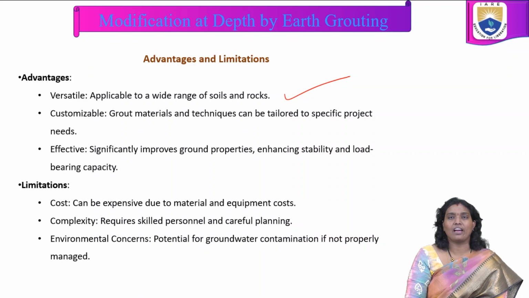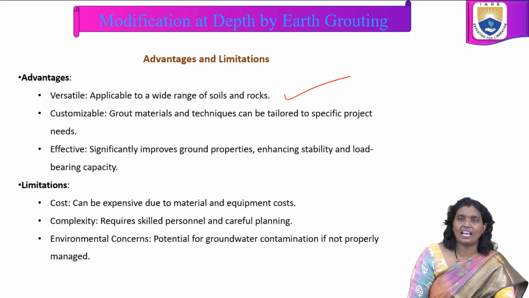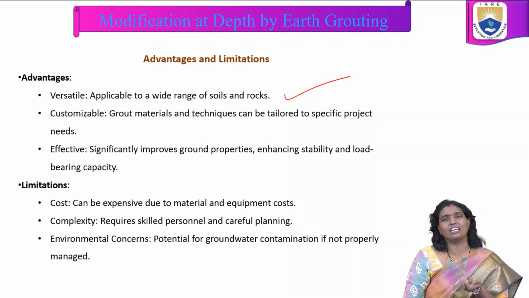The next one is effectiveness. Effectiveness means significantly improving ground properties, enhancing stability and load-bearing capacity. These are some of the advantages: versatility, customizability and effectiveness.